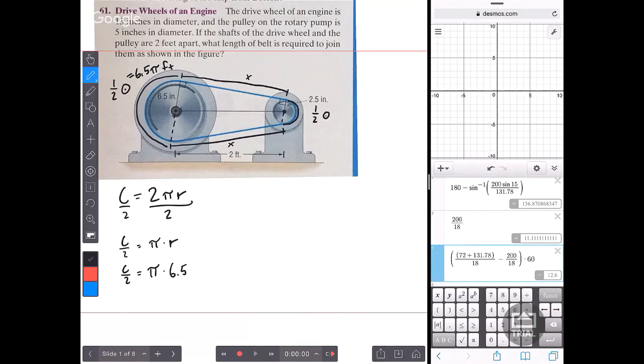Okay, so I'm going to summarize our work so far by saying we've got this half circle and this half circle and 2 x's. So we know that our total belt length so far is equal to 6.5 plus 2.5, which is 9 pi feet plus 2x feet.